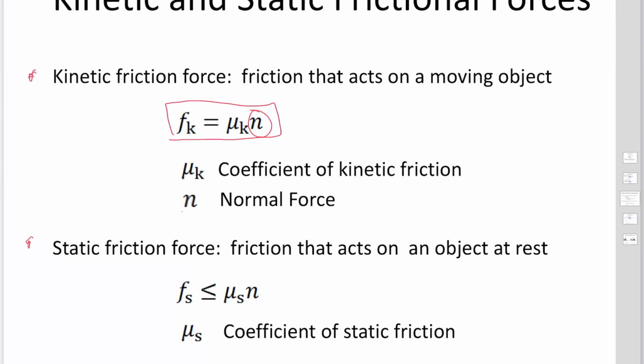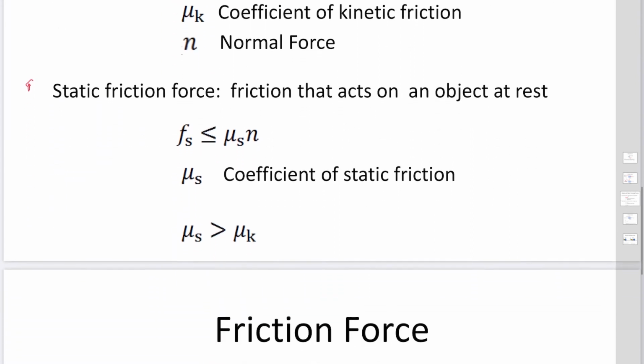In the case of the static friction force, it depends on the magnitude of the pulling force. But the maximal static friction force can be expressed as mu_s times N, where mu_s is the coefficient of static friction and N is the normal force. So static friction can be applied to the object when the pulling force is less than mu_s N. And mu_s is larger than mu_k.